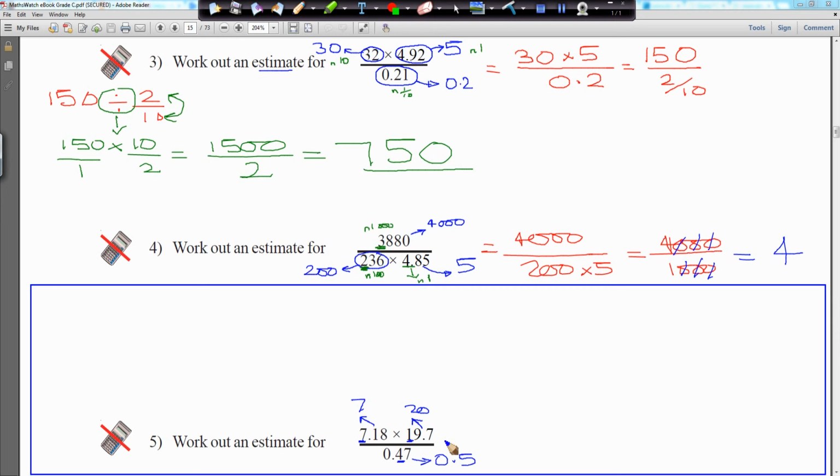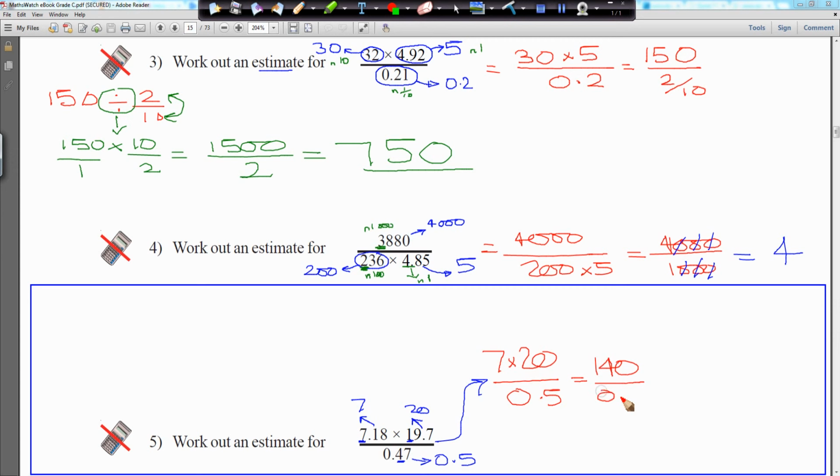Okay, right, I'm just going to go up here now. So we've got here 7 times by 20 divided by a half, 0.5. So 7 times by 20, that will give you an answer of 140. 7 times by 2 is 14, add the 0 back on.